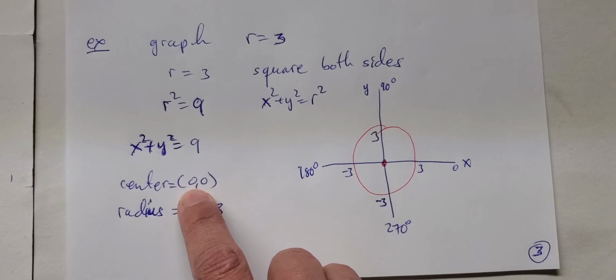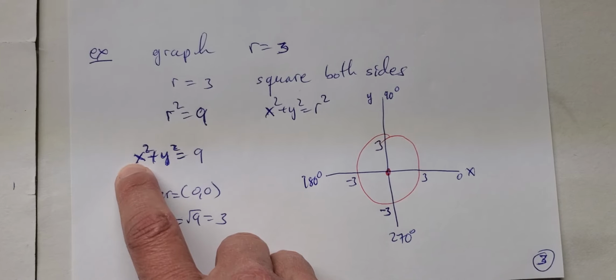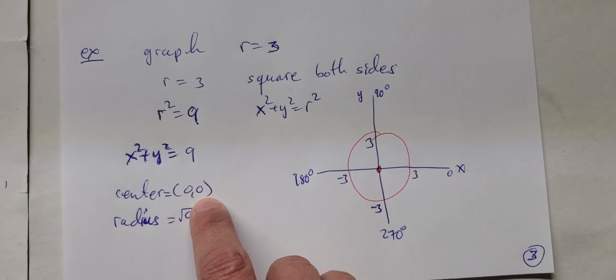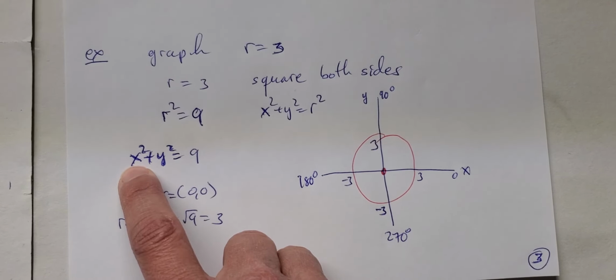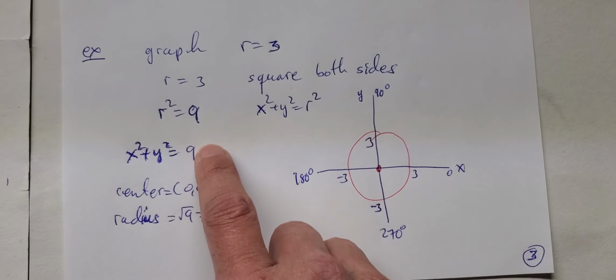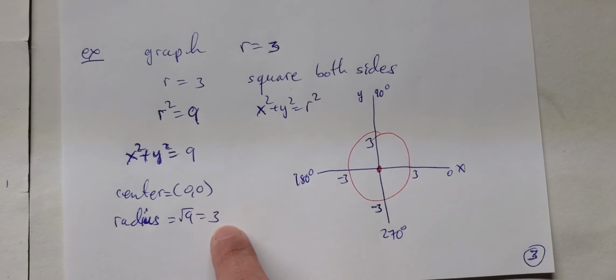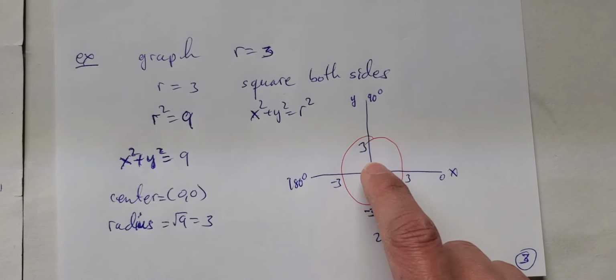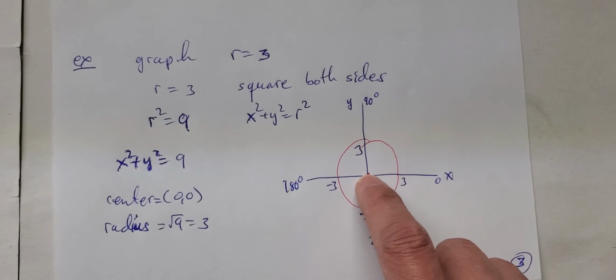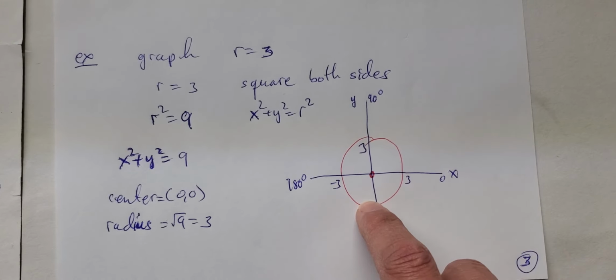To get our center, since there are no parentheses on x, 0. No parentheses on y, 0. The radius is the square root of 9, which is 3. So the center is 0, 0, and the radius is 3: 3 to the right, 3 to the left, 3 up, and 3 down.